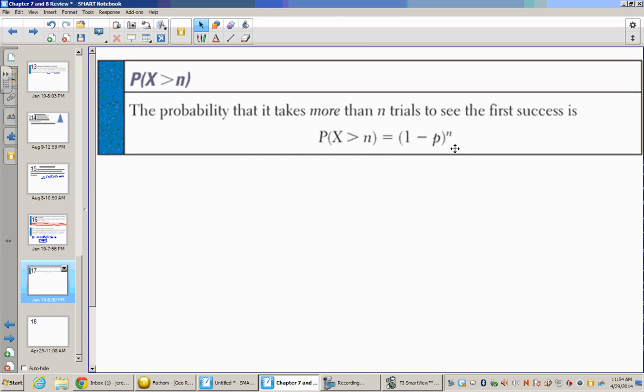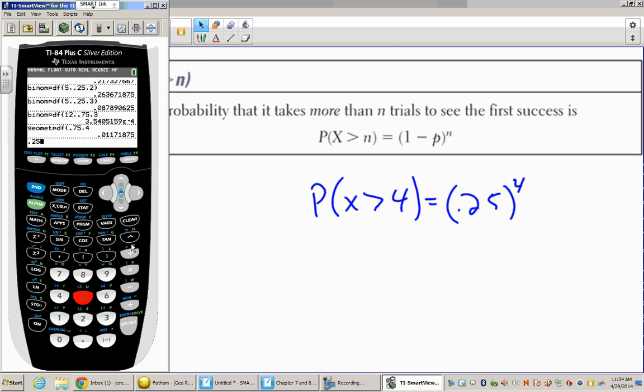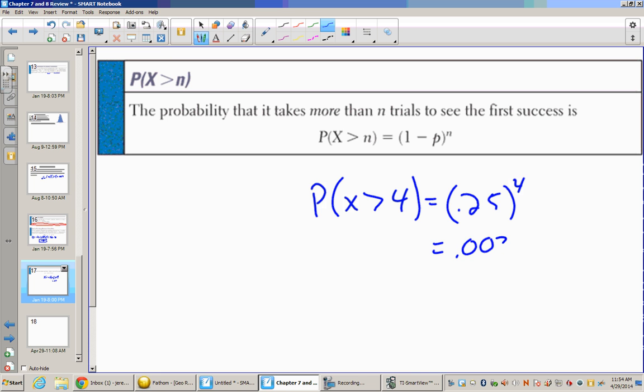All right, and there's a shortcut that you don't have to use. If they ask for the probability that you make it on more than, say, 4 shots, you just take the probability of failure to that power. So if I took 0.25 to the 4th, 0.0039, there is a very small percentage chance, about a 0.3 percent chance, that it would take more than 4 shots for her to make her first basket.